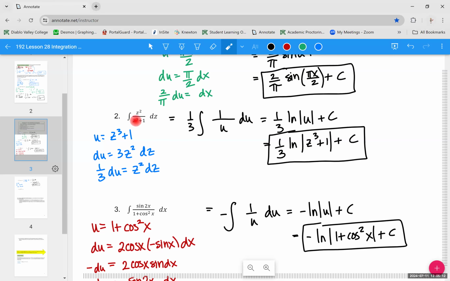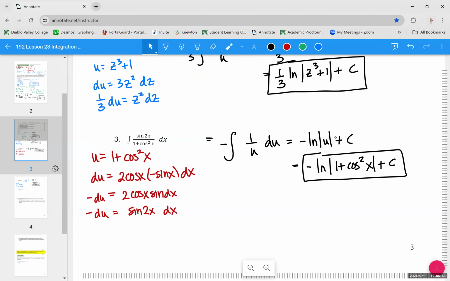And then the z cubed plus 1, which is my u, is in the denominator. And what's the antiderivative of 1 over u? It's the ln of the absolute value of u. And then I just substitute back in what the u is. So that is a pattern you're going to see often. In fact, in the next several problems, they're all using that same idea where the denominator, its derivative, is a multiple of the numerator.